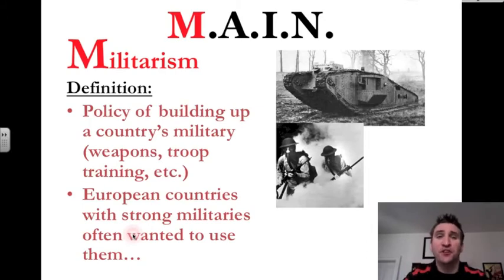M is for militarism. It is defined as the policy of building up a country's military, your weapons, your troop training, etc. And militarism involved European countries with strong militaries who often wanted to use them. And you see some examples here of militarism, an early version of the tank. And you see chemical weapons being used. These are gas masks on soldiers.